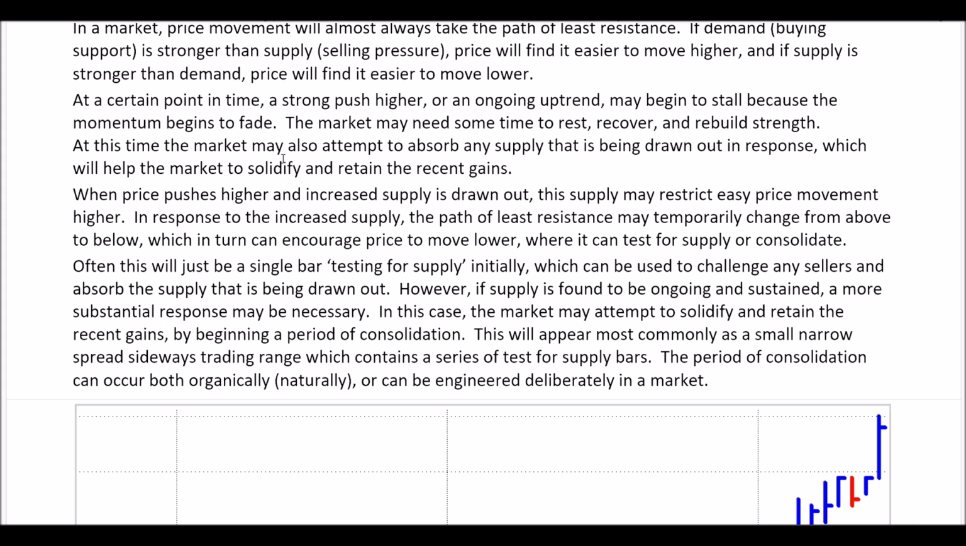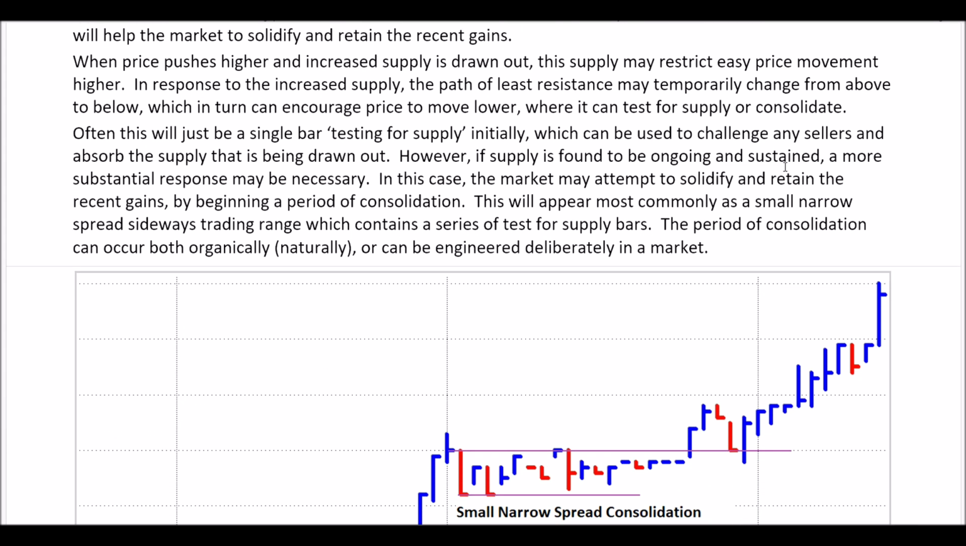At this time, the market may also attempt to absorb any supply that is being drawn out in response, which will help the market solidify and retain the recent gains. When price pushes higher and increased supply is drawn out, this supply may restrict easy price movement higher. In response to the increased supply, the path of least resistance may temporarily change from above to below, which in turn can encourage price to move lower where it can test for supply or begin to consolidate.